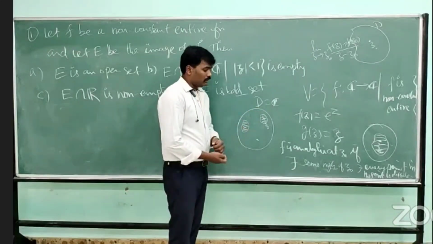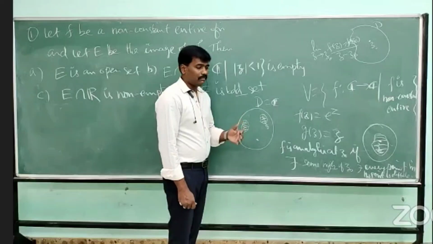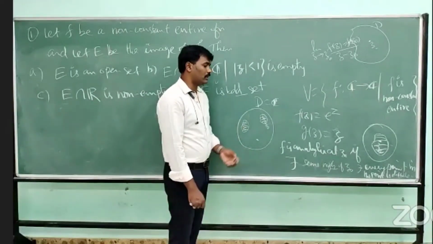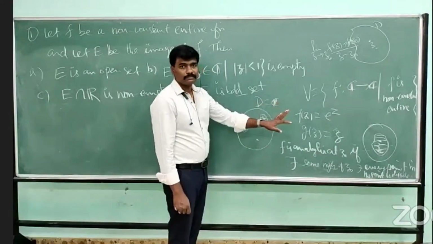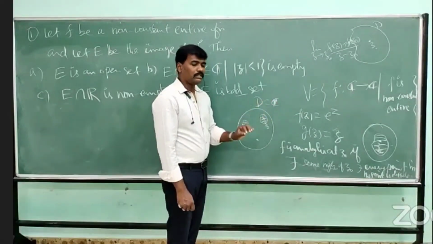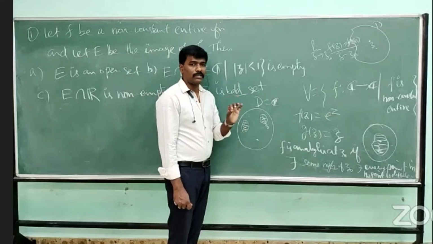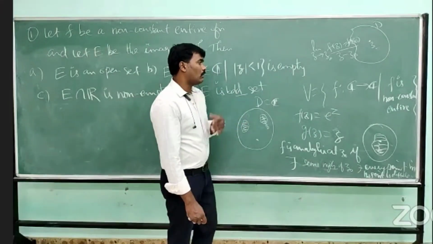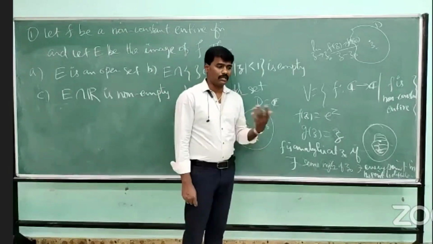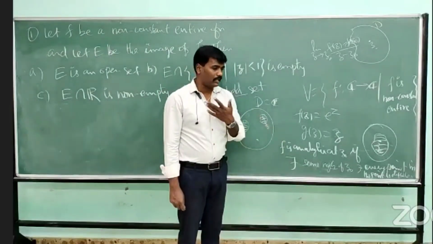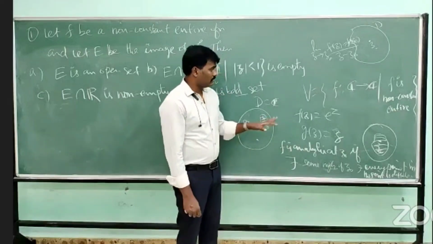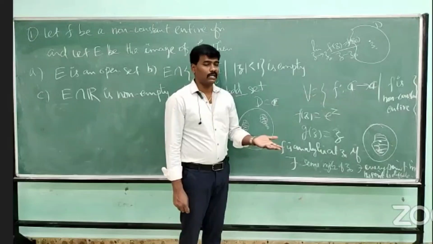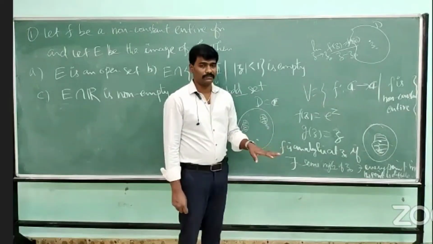analytic everywhere. When a function is analytic everywhere in the complex plane, that function is called entire. Which means every point in the complex plane is analytic, that function is called an entire function. Now a constant function is differentiable and analytic everywhere. But here we are collecting our set V equal to F is a non-constant entire function.